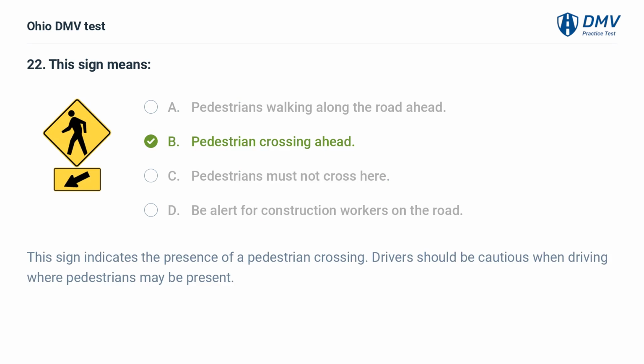B. Pedestrian crossing ahead. This sign indicates the presence of a pedestrian crossing. Drivers should be cautious when driving where pedestrians may be present.